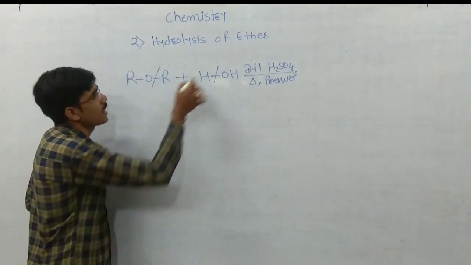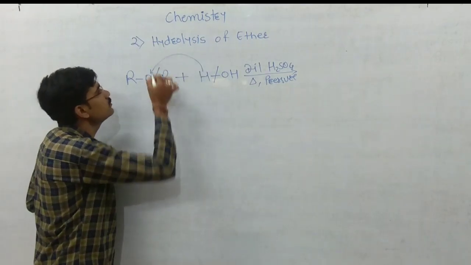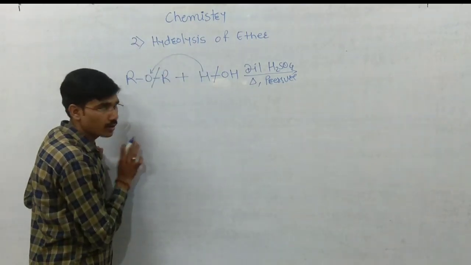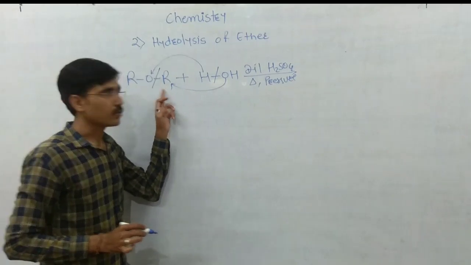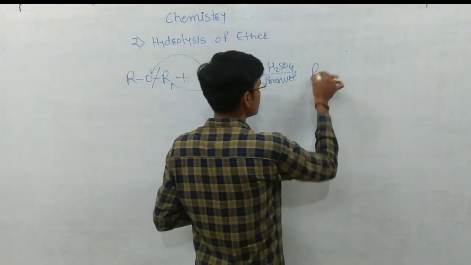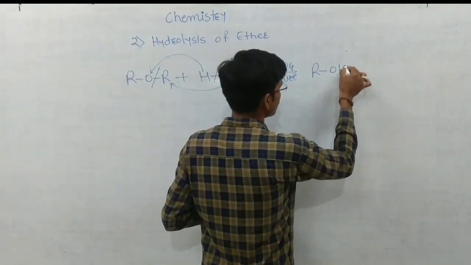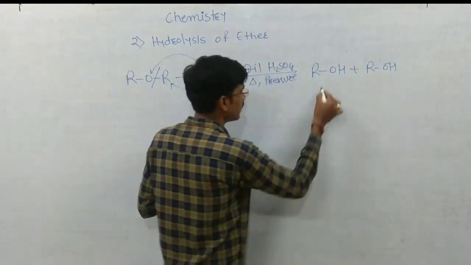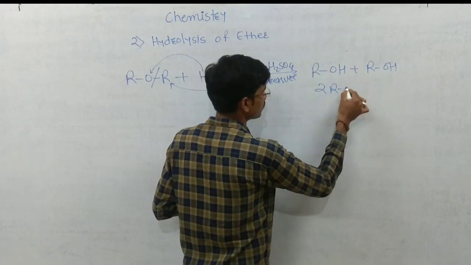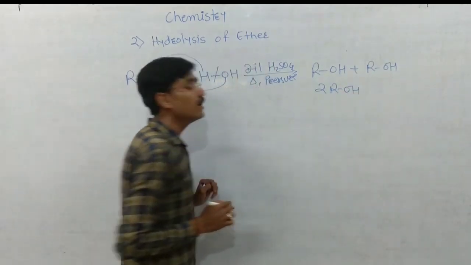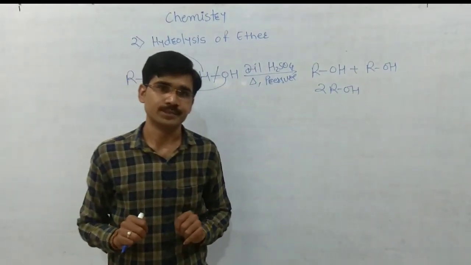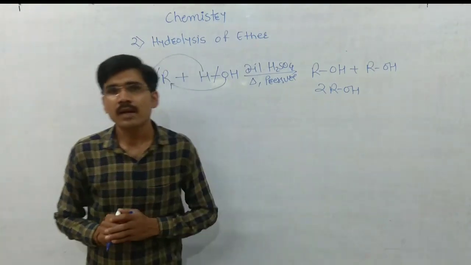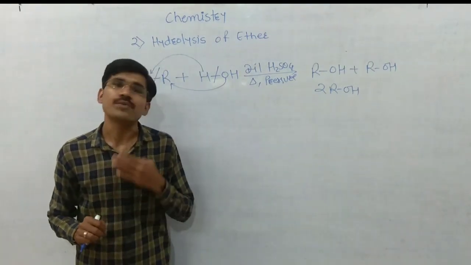We are getting this H added on oxygen, and OH added on the R group. We are getting the product ROH plus ROH, which we write here as twice ROH. That is, we are getting alcohol molecules only. This is a simple reaction, hydrolysis of ether.